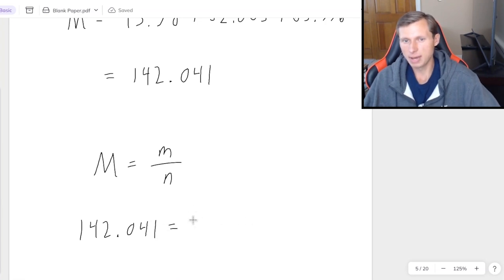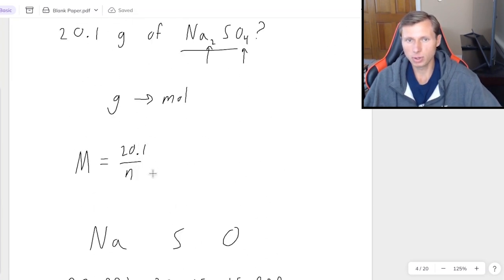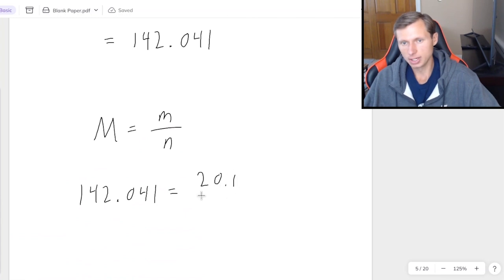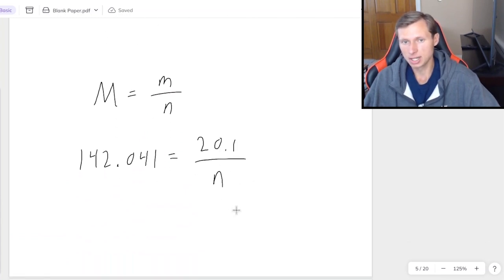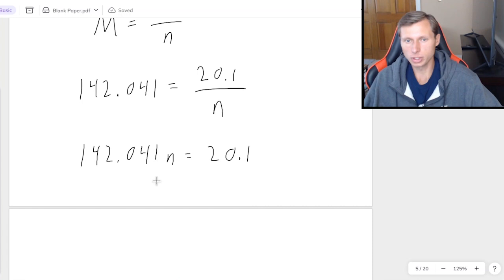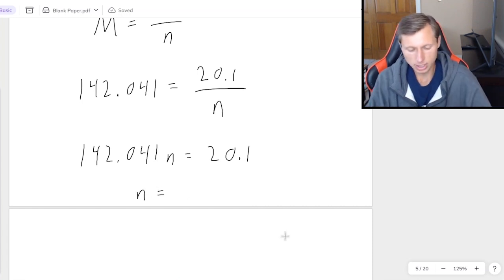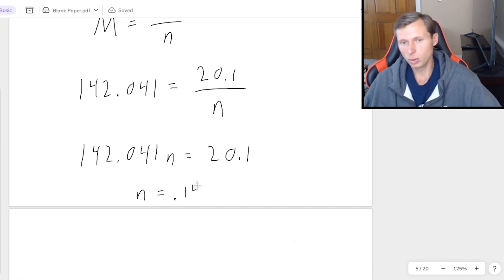So since that's the molar mass, I'm going to plug that in this equation right here. 142.041 equals the mass, which we said from the beginning was 20.1 grams, so 20.1 divided by n, the number of moles. If I want to solve for n, it means I multiply both sides by n, and then we'll divide by 142.041. So 20.1 divided by 142.041. And I get 0.1415, but since 20.1 is only 3 sig figs, I have to stop at 3 sig figs. So that means I'm rounding to 0.142, and that's moles, and that's going to do it for this third one.